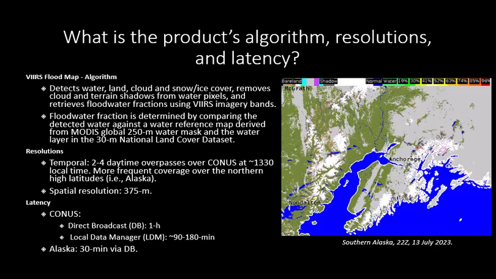The temporal resolution over CONUS is 2 to 4 daytime overpasses at approximately 1330 local time. If you're an Alaska user, you'll have more frequent coverage from the polar orbiters. The product's spatial resolution is 375 meters. Lastly, the data latency of the product over CONUS is 1 hour via direct broadcast, or DB, and approximately 90 minutes to 180 minutes via LDM. For Alaska users, the DB data latency is approximately 30 minutes.